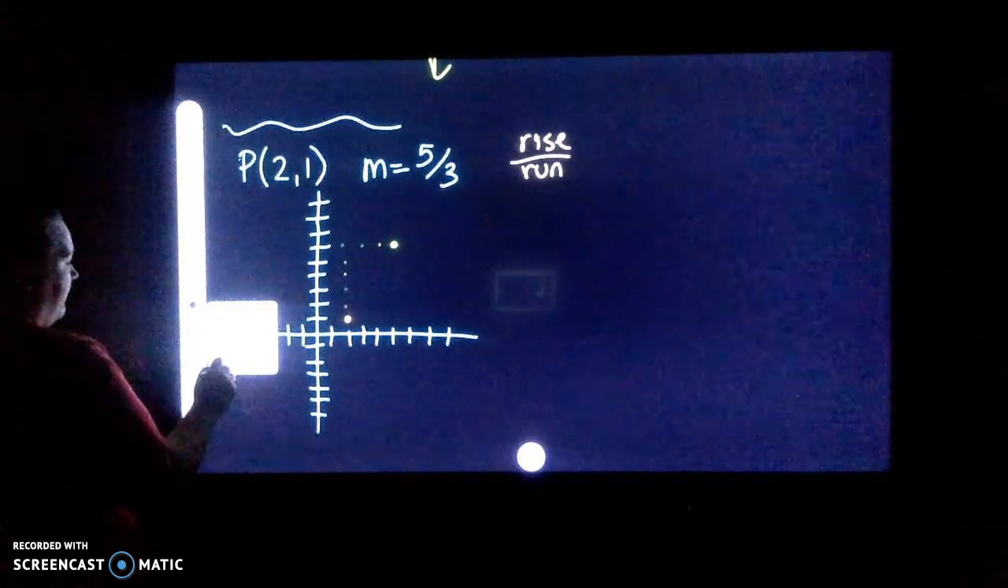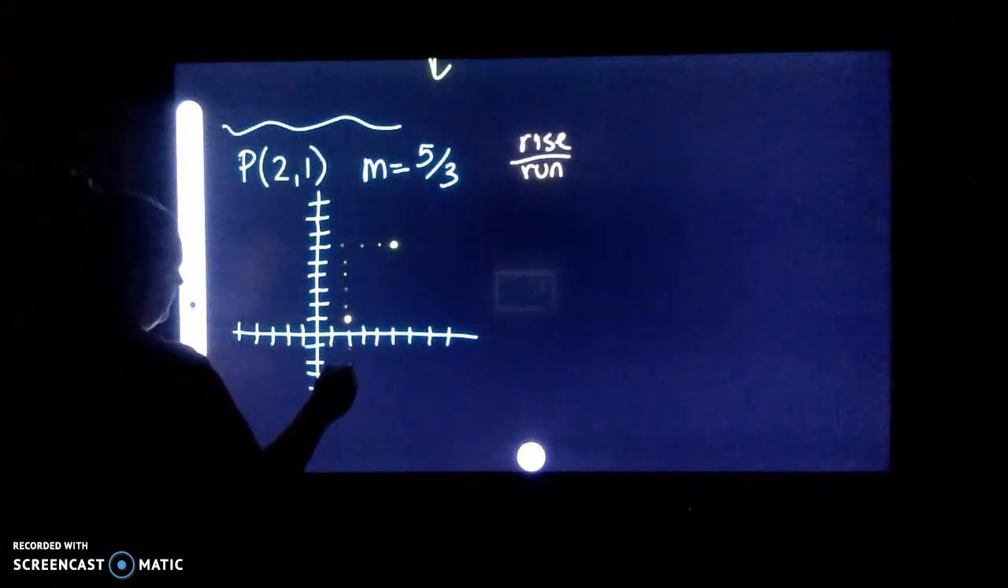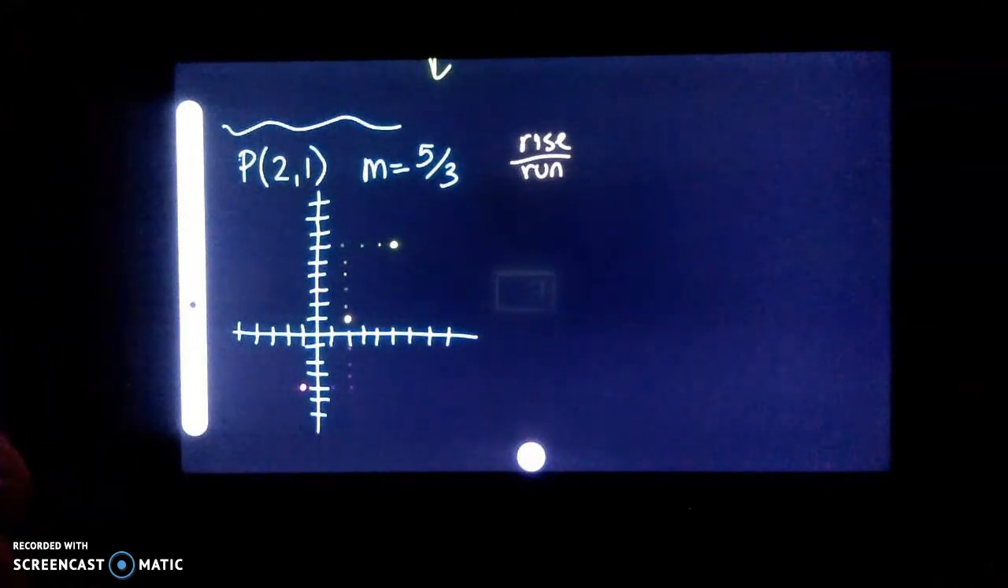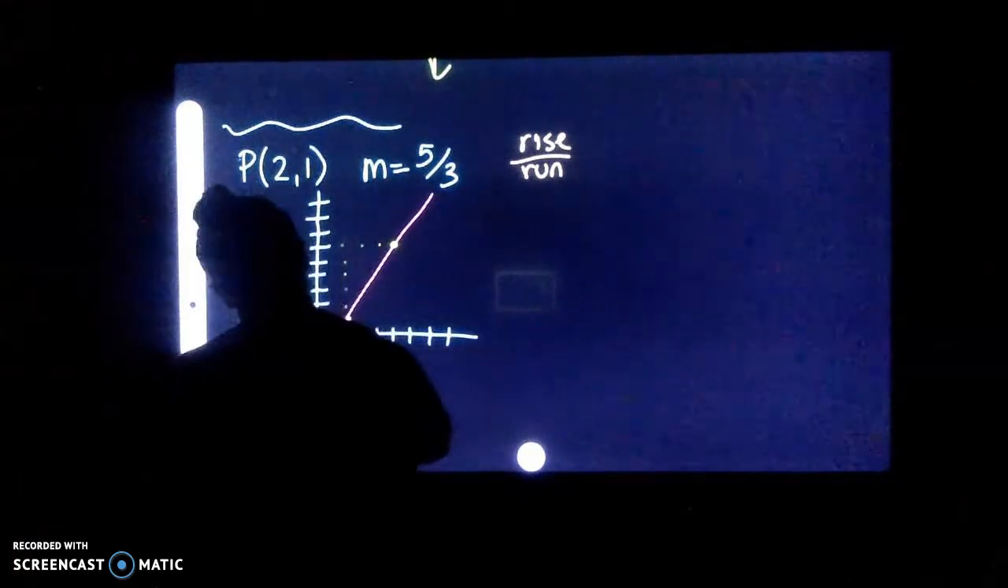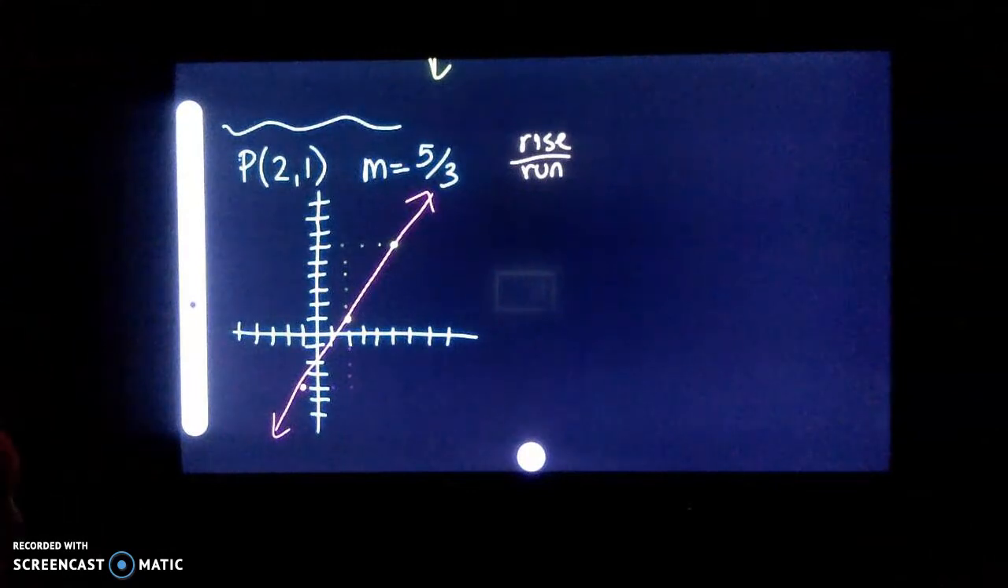Then I'm going to go down 5, so I'm going to do a double negative slope, and to the left 3. Sure enough, they line up perfectly, so I can draw my line. Oh, close enough. And that's what I get, approximately. I expect you to have at least 3 points on your line before you graph it.